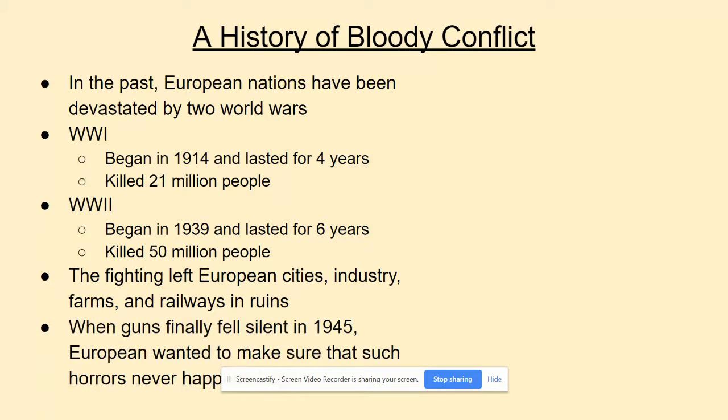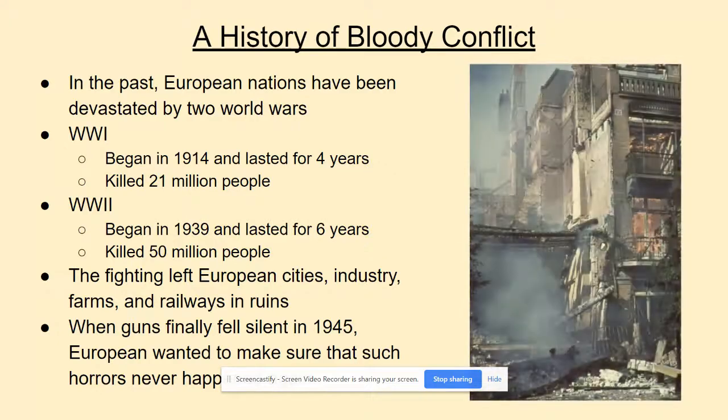So after World War II, Europe wanted to make sure that something like this didn't repeat itself. So how do we make sure that if these horrible things happen to us, it does not happen again? That's when the European Union is going to be born here. So here's an image of some of the rubble and destruction left behind after both World Wars.